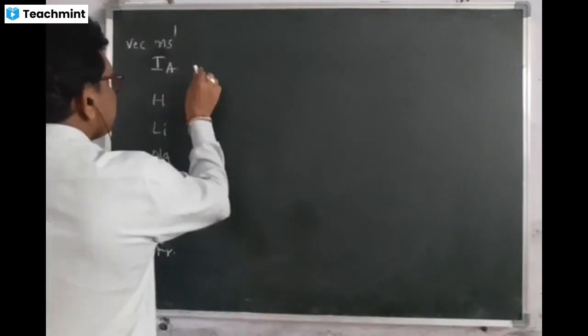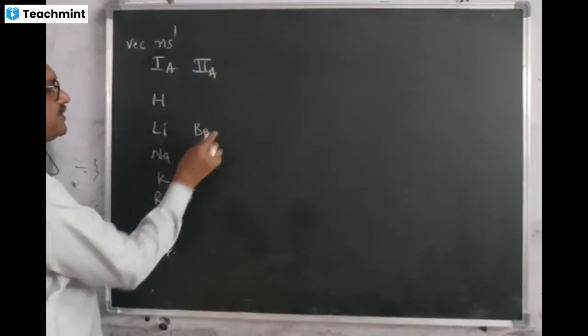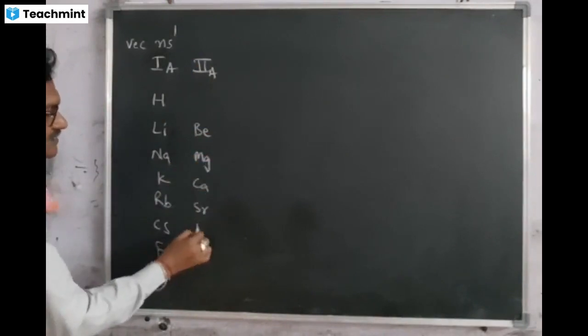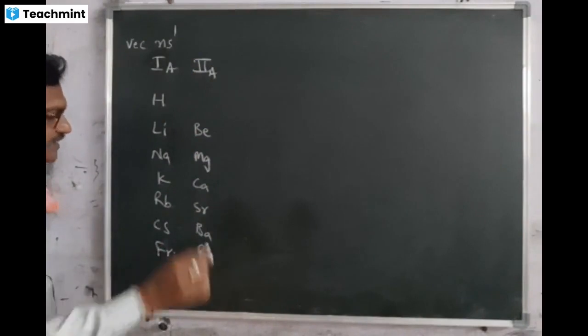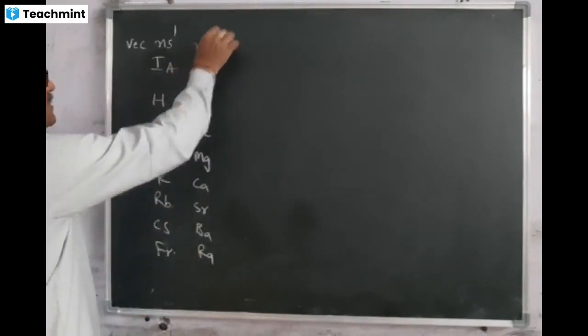In the same way, I write here the second group. What are the second group elements? Beryllium, magnesium, calcium, strontium, barium, radium. These are second group elements. Their outer configuration is ns2.